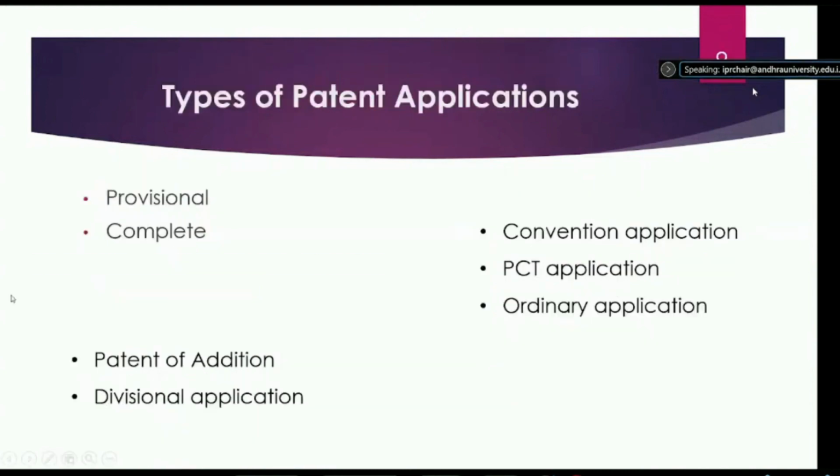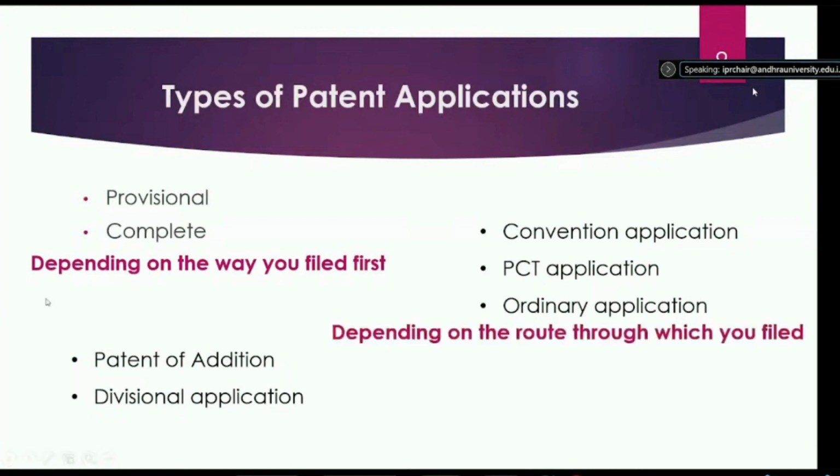First one is provisional and complete application, depending on the way you filed. So if you are ready with your full data, you can file a complete patent application. If you are not ready, and if you think that you will be ready within the next 12 months, you can file the provisional patent application. So you have the obligation to file the complete specification within 12 months of time. Otherwise, your application will be rejected, will be abandoned. In legal terminology, it's called abandoned. So depending on the way it is filed, there are 2 kinds of application, provisional and complete.